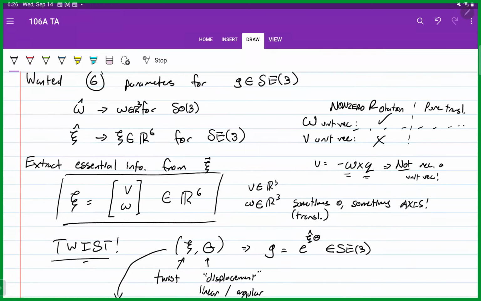Now, for the case of pure translation, omega is going to be 0 since there's no spinning happening whatsoever. But in the case of pure translation, V will be a unit vector since we just want it to be some vector pointing in the direction where we're going, all right? So in that case, V will be a unit vector. So we just try to split it very cleanly down the middle into these two cases, one where we have some non-zero rotation going on, and one where we have just translation going on, because really the twists end up being quite separate for those two cases.